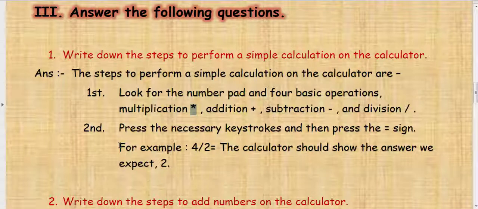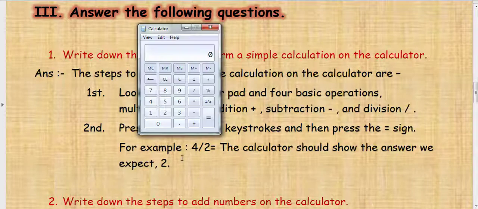So, these two steps of performing a simple calculation mean, first of all we will look for the number pad. This is the number pad in the calculator: 1, 2, 3, 4, 5, 6, 7, 8, 9 and 0. And the 4 basic operations: addition, subtraction, multiplication and division. See, they are here. And the next step is to press the necessary keystrokes. Means the calculation that we want, we will do that.